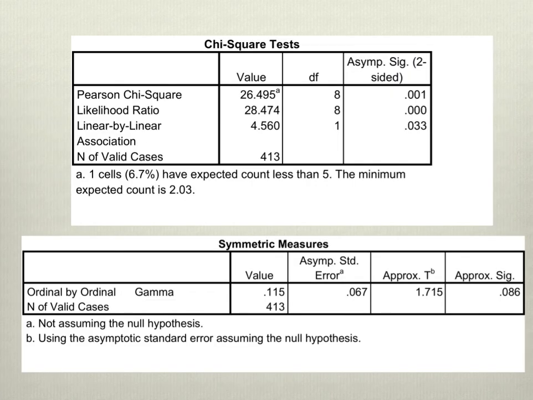Indeed, when we take a look at Pearson's chi-squared, it's got a value of 26.495 with 8 degrees of freedom, p equals 0.001. We can reject the null. There is a statistically significant relationship. Gamma is 0.115, weak but worth noting. The more you use Facebook, the lower your self-esteem. Even though gamma is positive in this case, remember, in our scale, the higher your score, the lower your self-esteem.